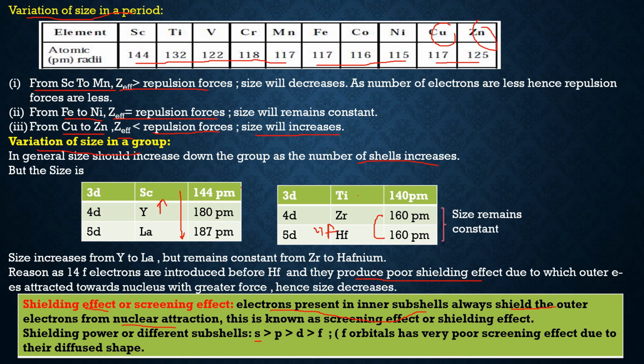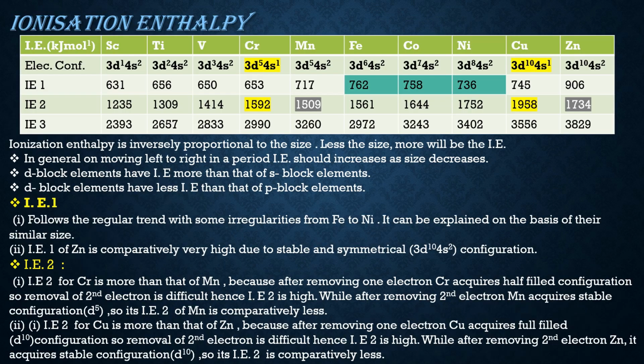Now the s subshell is spherical in shape, so it properly shields the outer electrons, so its screening effect is highest. Then p also has a good screening effect. Now d has a slightly lesser screening effect, but f has a very poor shielding effect or screening effect because of its diffused shape. Now the next trend is ionization enthalpy.